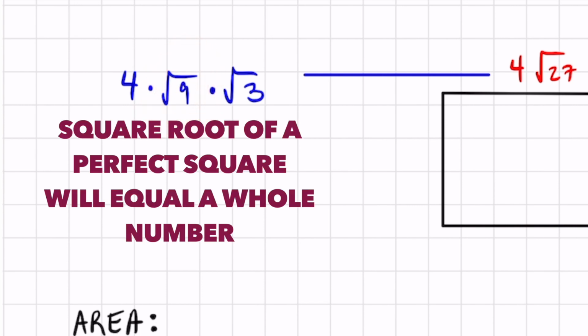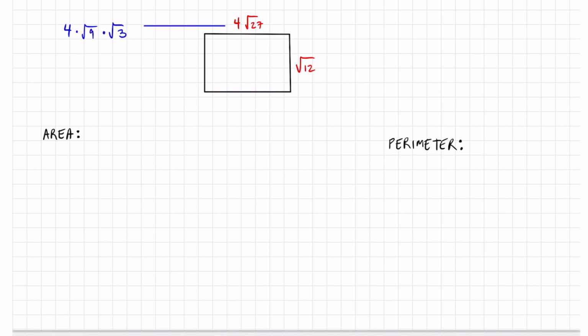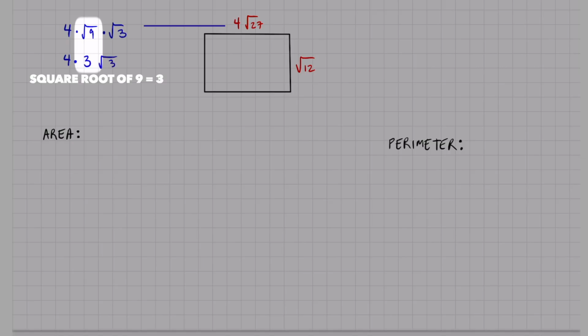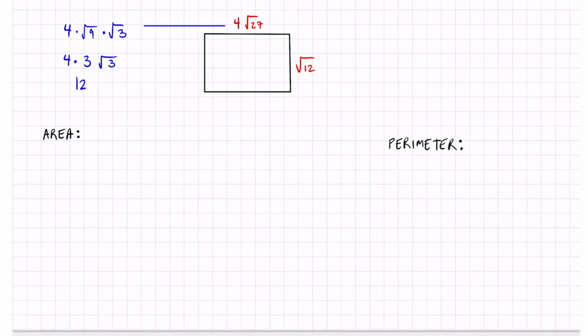If you square root a perfect square, you end up getting the whole number. So that's going to end up being 4 times 3 times the square root of 3, which simplifies to 12 root 3, and the blue one is the simplified version.